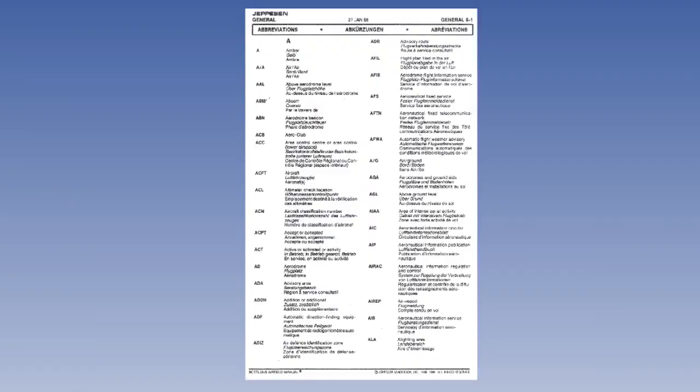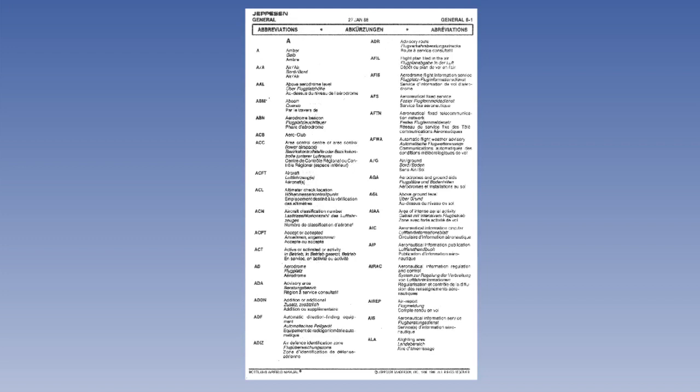Pages 6.1 to 6.18 contain an exhaustive list of all the abbreviations used in the text and on the charts. Although many of them will be familiar to you, there is no need to try and memorize them all. Treat this as a good reference section.